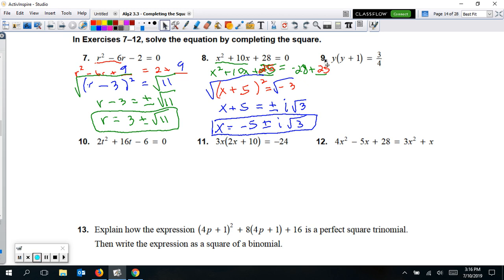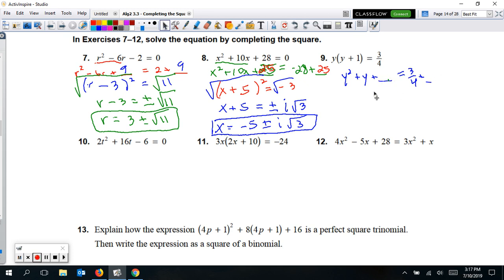Okay, starting with number 9, it's a little bit different, but we see this little distributive property. We need to do that first. So y times y and y times 1. So that's going to give us a y squared plus y. And then we can put our plus blank, and it's equal to 3/4 also plus a blank. So if we were going to complete the square, we got to fill in something here.